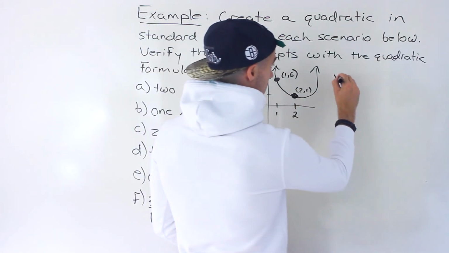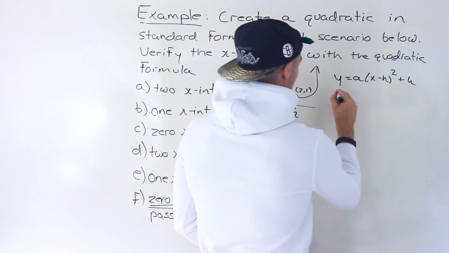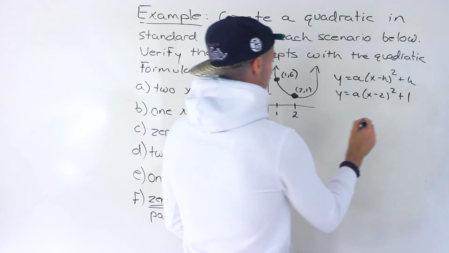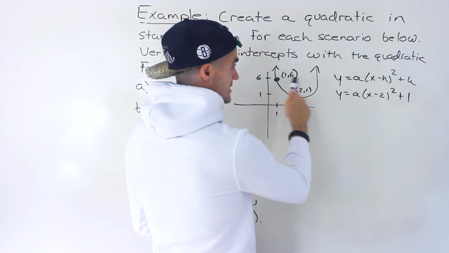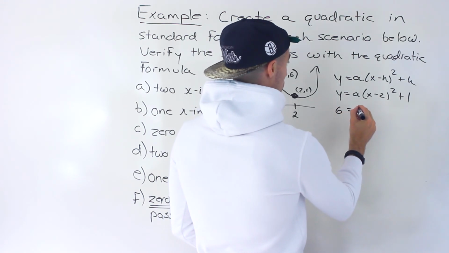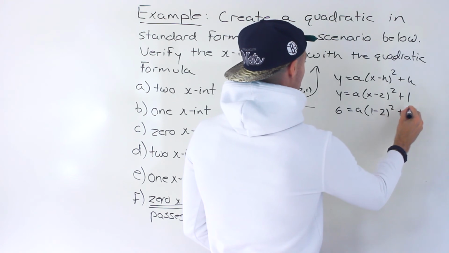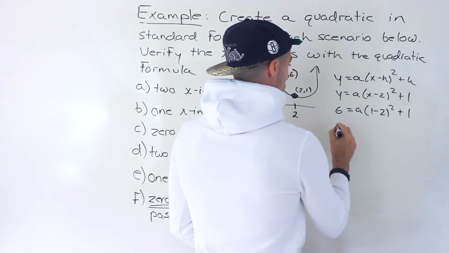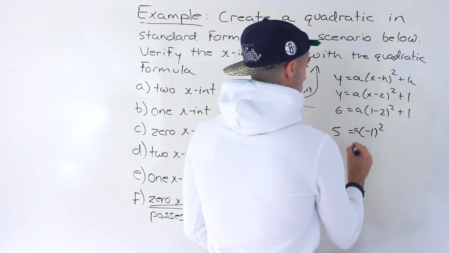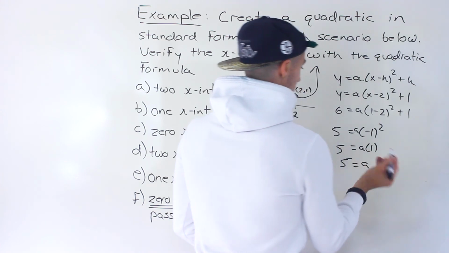So because we have the vertex, let's put it in vertex form. a times x minus 2 squared plus 1. And then let's plug in 1 and 6 for the x and y to solve for the a value. So we'll plug in 6 for y, a, then we'll have 1 minus 2 squared plus 1. Bring the 1 over. 6 minus 1 is 5. Negative 1 squared. Sorry, the a value is still in front. 1, 5. So the a value is just 5.